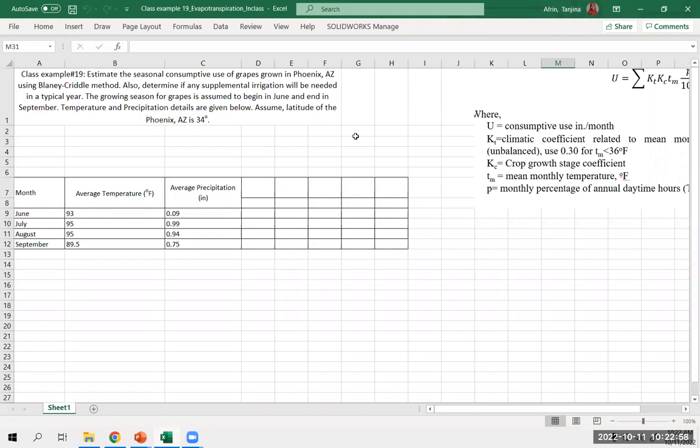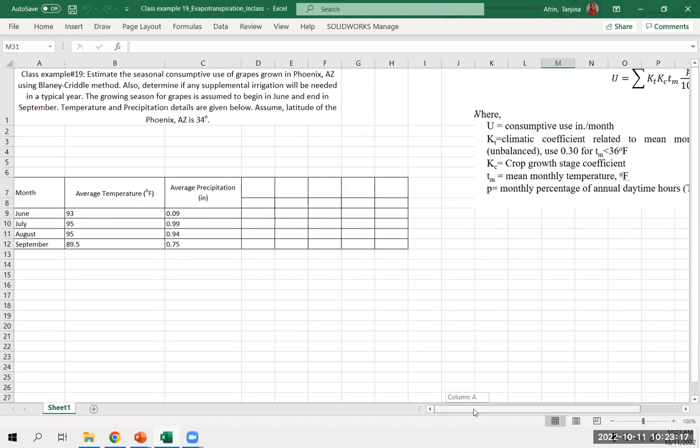Okay. So that's what we will do. Then our first task is we need to find out what the consumptive use is. And then we will find out the total precipitation for that harvesting season. And then we can compare and come up with the final statement, right? Okay, so let's work on that.